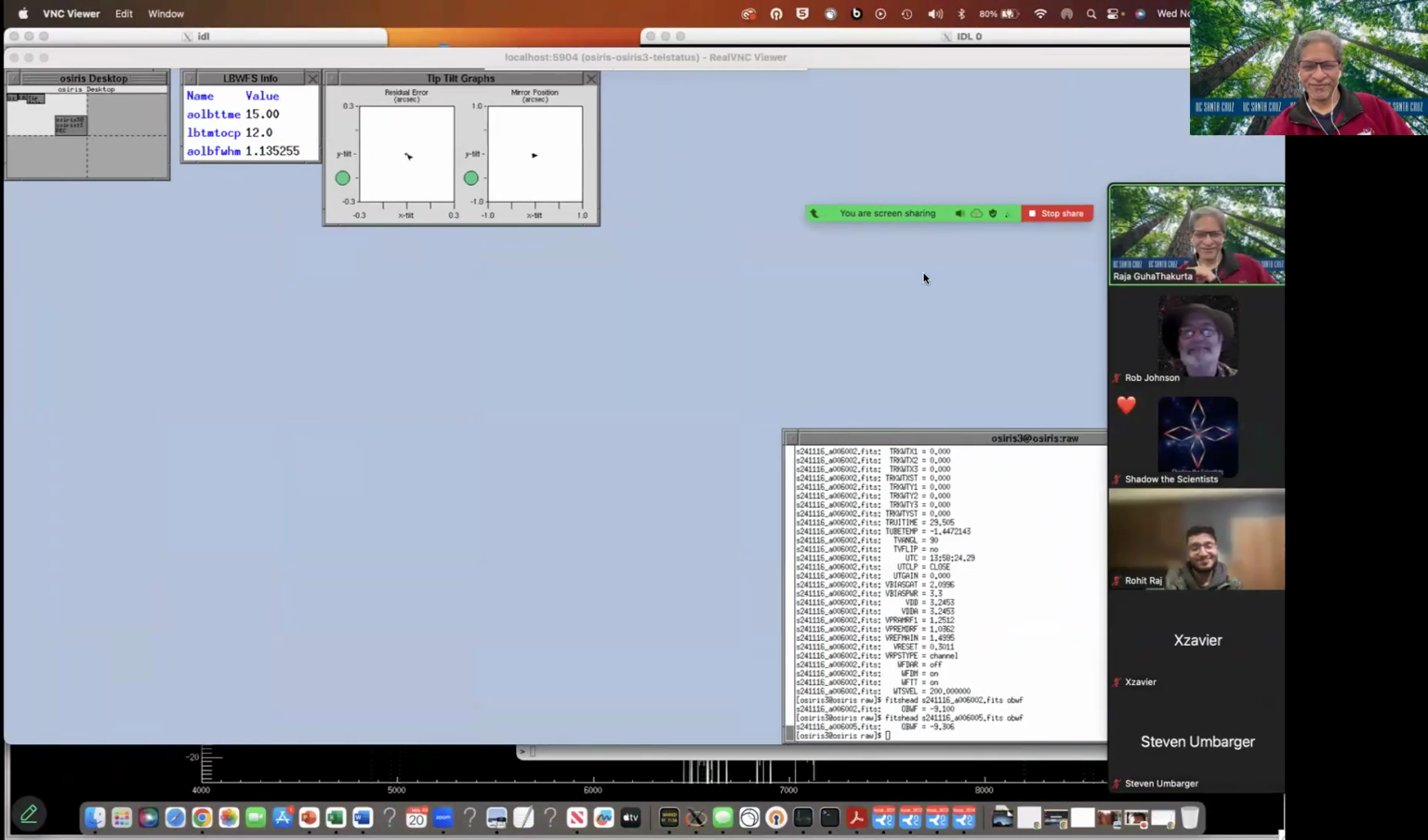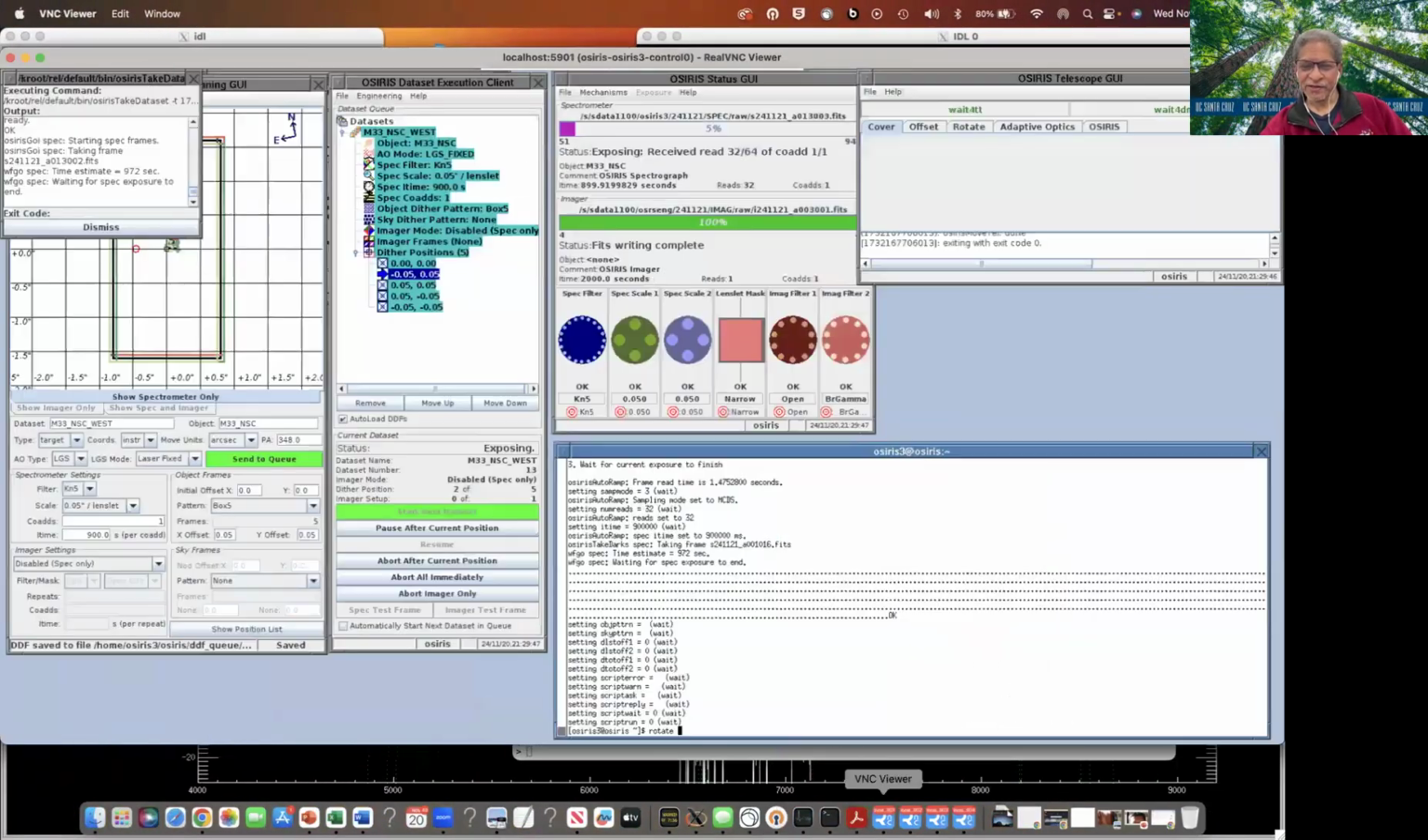All right. Let's see where we are. So we're on the second of the dither positions, and it is finished. Just started the second one.